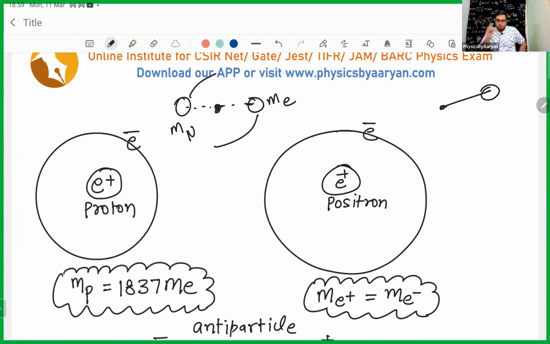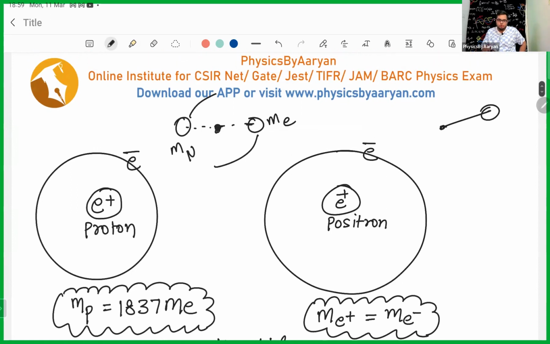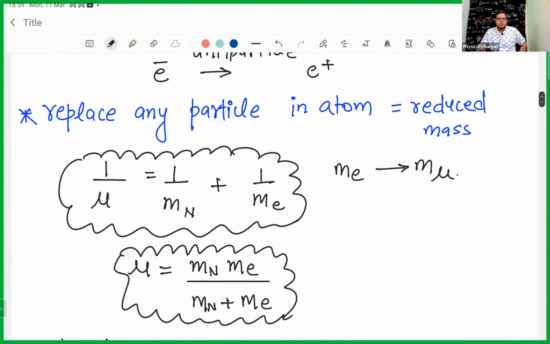So instead of both of them revolving around the center of mass, you just study one particle. सिर्फ एक particle को study कर लो जिसका mass है reduced mass. That's it. So that is why I am writing the reduced mass. Clear everyone? Any doubt still? Please let me know.